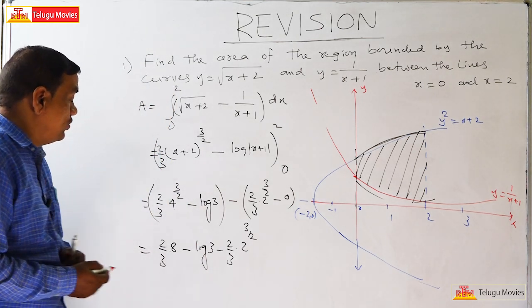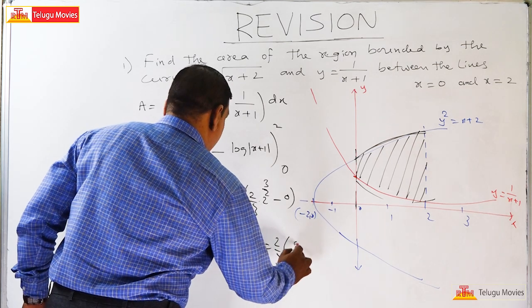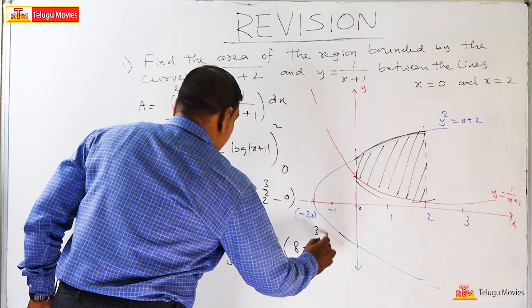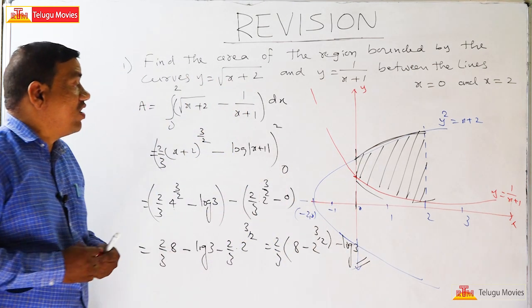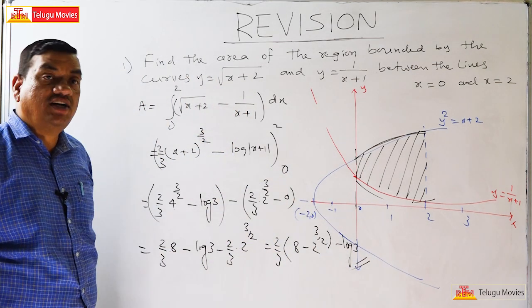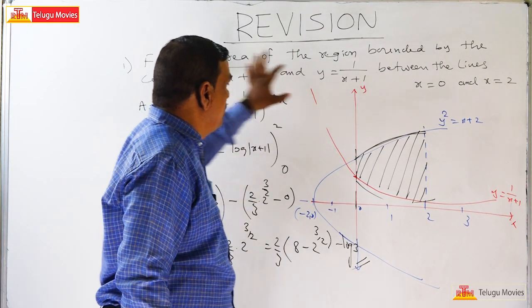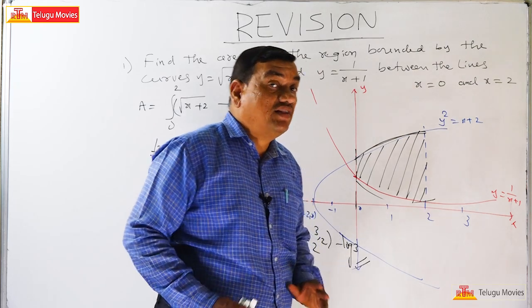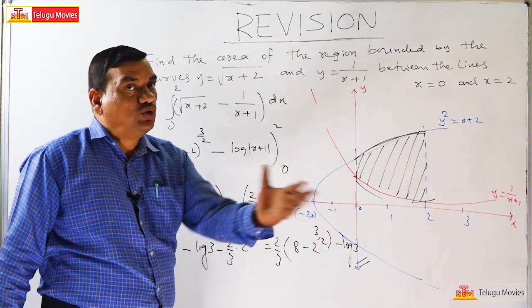That's all. Otherwise you can take 2 by 3 common outside: 8 minus 2 power 3 by 2 minus log 3. This will be the area of the region bounded by that curve. Okay? So very easy problem. The only thing is drawing the two graphs and identifying the region. I hope that you understand this solution. Let us move to the next problem.